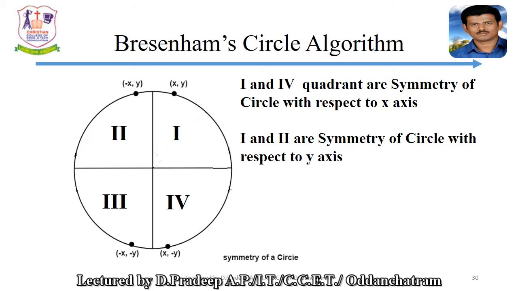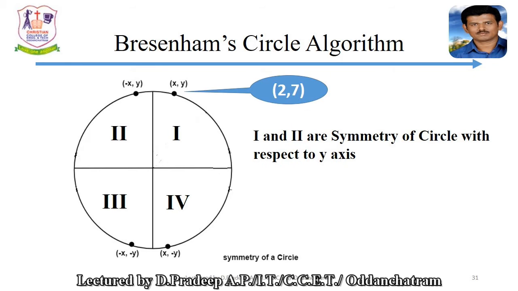In the same way, first and second quadrants are symmetric with respect to the y axis. That means if we find a particular boundary point in the first quadrant, in the second quadrant the y value is same but the x value's sign is changed. For example, if the first quadrant value is 2,7, then in the second quadrant the same boundary point has the same y value but the x value's sign is changed.